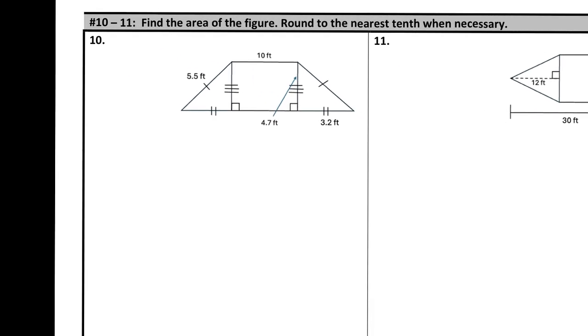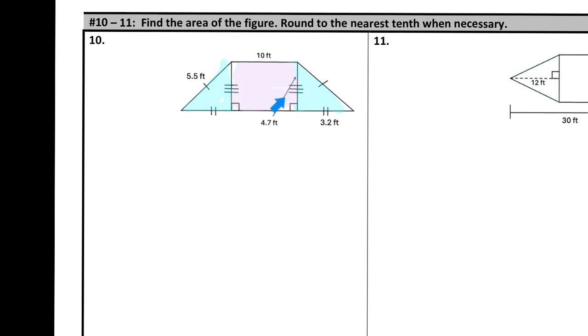Okay, so now we've got some compound figures. All right, so you're going to need to recognize what your shapes are. You've got 2 triangles and you've got a rectangle. Okay, so triangles are in blue, rectangle I've kind of shaded in purple. Remember that these tick marks, if they have the same number of tick marks, that means the sides are the same length. So if this right here is 5.5 feet, what does that tell you about this side? If this side is 3.2 feet, what does that tell you about this side? Okay, same with these right here.